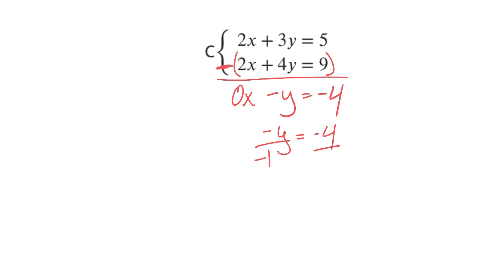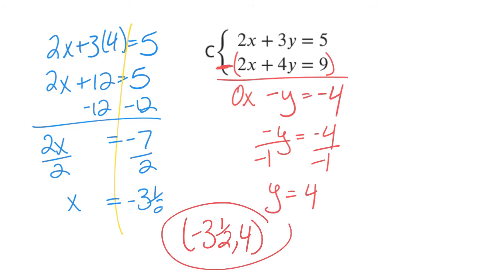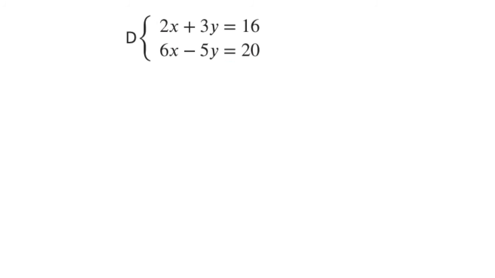When I solve this for y, I'm going to divide both sides by -1. I get y to be +4. When I plugged 4 in for y, I used the top equation. Again, you could use either one, but I got x to be -3.5. So as an ordered pair, I would write this as -3.5, comma 4. And again, if I graphed it, that would be the place where those two cross.